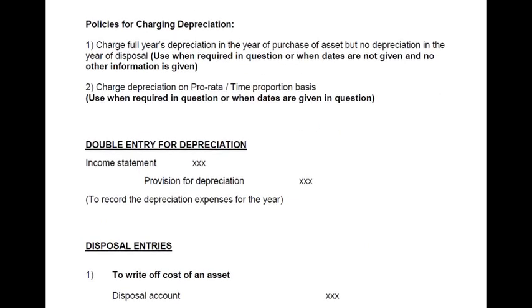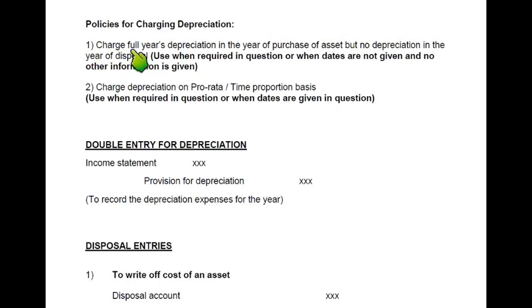Now let's move forward. After discussing all the methods for depreciation, we'll be moving to the policy for charging depreciation. Now, as we already discussed, there were three methods for depreciation. One was straight line, another one was reducing balance, and the third one was the revaluation method. While there are three methods for depreciation, there are basically two policies for depreciation. One is the full year policy and one is the time proportion basis.